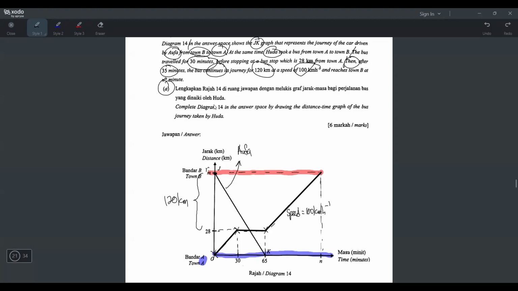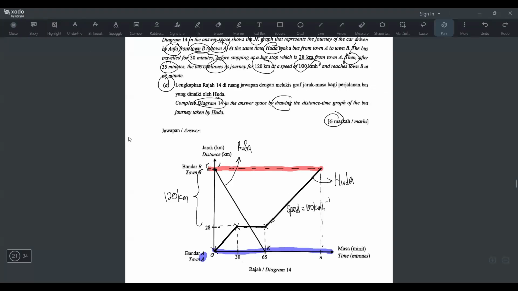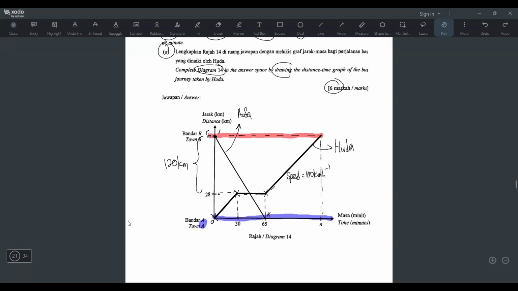Okay, question A says complete diagram 14 by drawing the distance-time graph of the journey taken by Huda. I already completed it. Wow, 6 marks for this. All right, so I'll take it. Okay, done already. So for A, I already completed the graph.